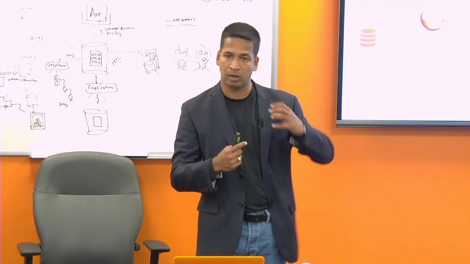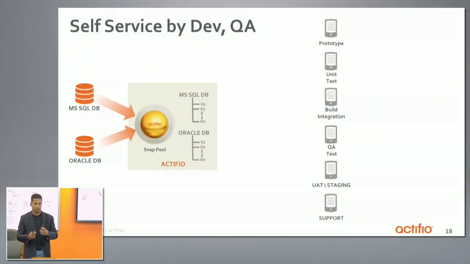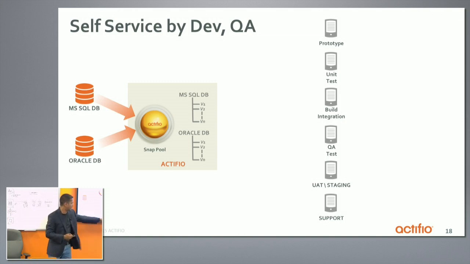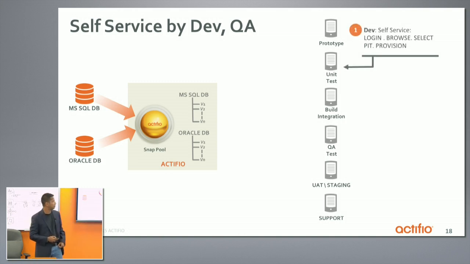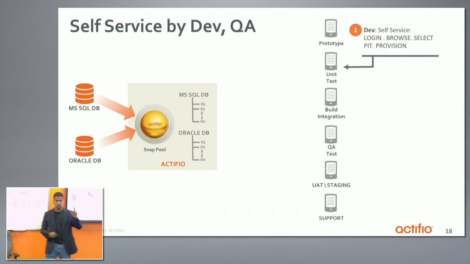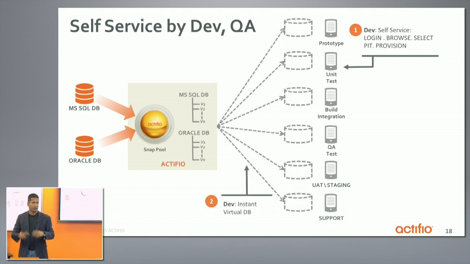So the next one is about self-service, right? We talked about how we capture and how we provision. From a self-service standpoint, if all of you have access to those test machines, it's very simple. You log on, you browse all the points in time that you are allowed to based on the role-based access control, and then you pick a point in time and say, provision that virtual database for me, and then you will see those virtual databases on those test machines. It's that simple, everything in a self-service fashion.